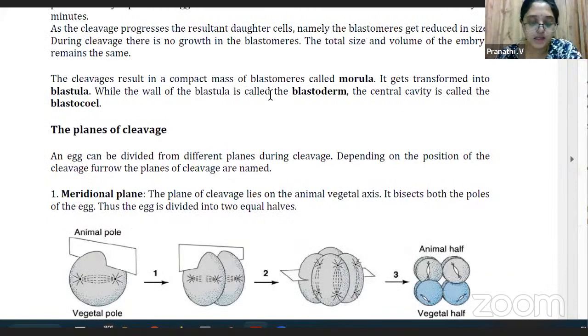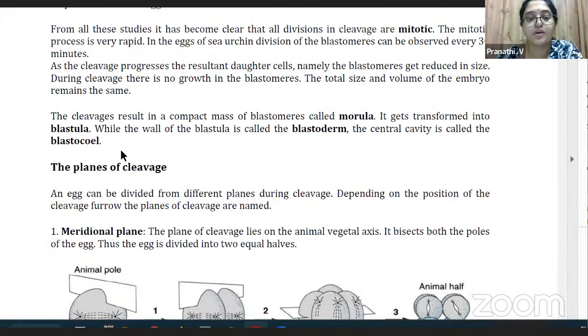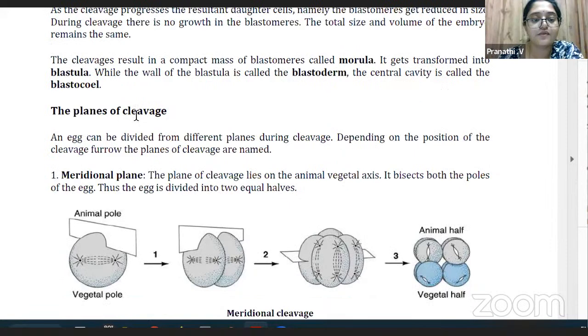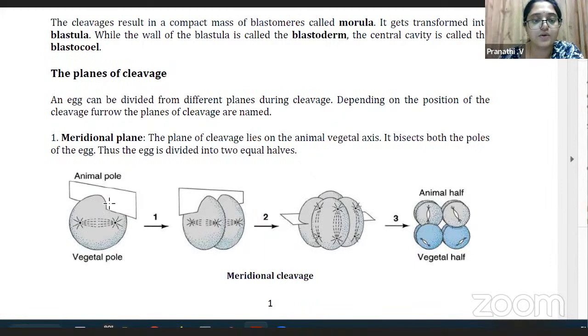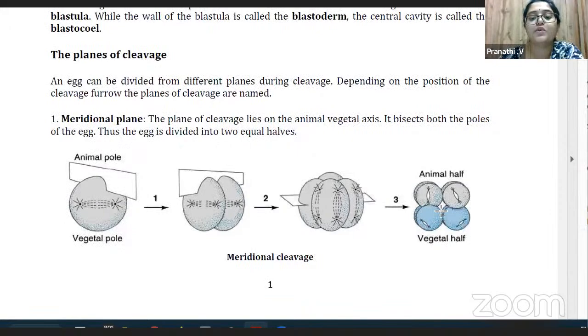Right. So you have different kinds of planes for that matter. The cleavage results in the morula, then you have the blastula and the blastoderm and the blastocoel. So when it comes to the planes of cleavage, there is a meridional plane wherein the egg is divided along the animal and vegetal axis, or the animal pole and the vegetal pole. This is how the meridional plane takes place, because of which the egg is divided into two equal halves, an animal half and a vegetal half.